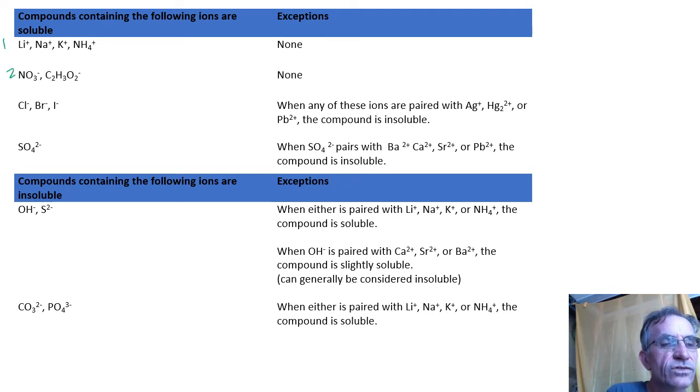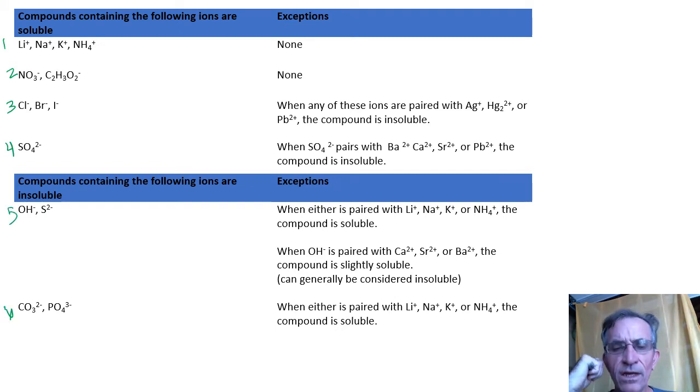Rule 1, Rule 2, Rule 3, Rule 4, Rule 5, and Rule 6. These rules say when we look at a formula, if you see in the formula, for example, lithium or sodium or potassium or ammonium, anything that has that as part of its makeup, they always dissolve in water. They're always soluble. There's never an exception. So if you contain lithium, sodium, potassium, or ammonium, you always dissolve in water.